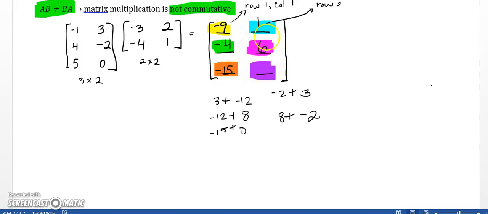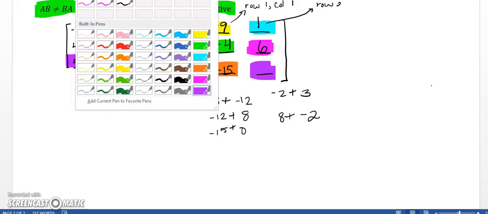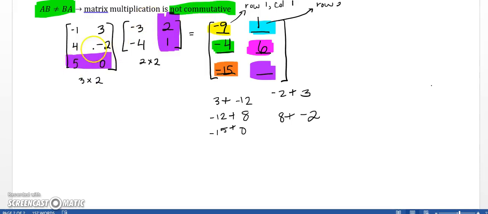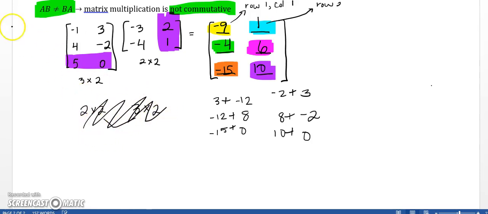And last, I want this element here. This is row 3, column 2. So I should go row 3 here, column 2 here. And we're going to move across and move down. Start at the left, start at the top. 5 times 2 is 10, plus 0 times 1 is 0. 10 plus 0 is 10. So here's my final product. Notice that I could not have switched the order, because then that would have been a 2 by 2 times a 3 by 2, and the inner dimensions wouldn't be the same, so you could not have switched the order.